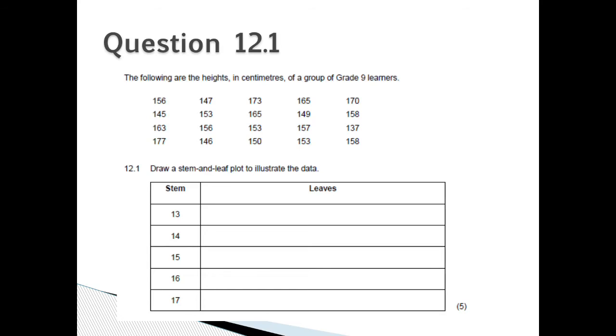The following are the heights in centimeters of a group of grade 9 learners. There's 156, 147, 173, 165, 170, 145, 153, 165, 149, 158, 163, 156, 153, 157, 137, 177, 146, 150, 153, 158. You need to draw a stem and leaf plot to illustrate the data. You're given the stems for 13, 14, 15, 16, 17, and the leaves.